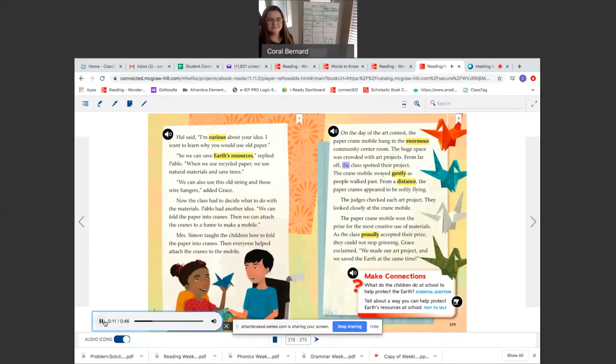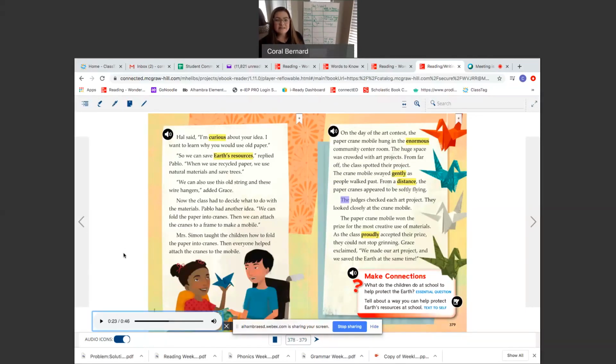From far off, the class spotted their project. The crane mobile swayed gently as people walked past. From a distance, the paper cranes appeared to be softly flying. Now, I didn't pause that one until after 2 words because my context clue for gently is at the end of that paragraph. It says, the crane mobile swayed gently as people walked past.